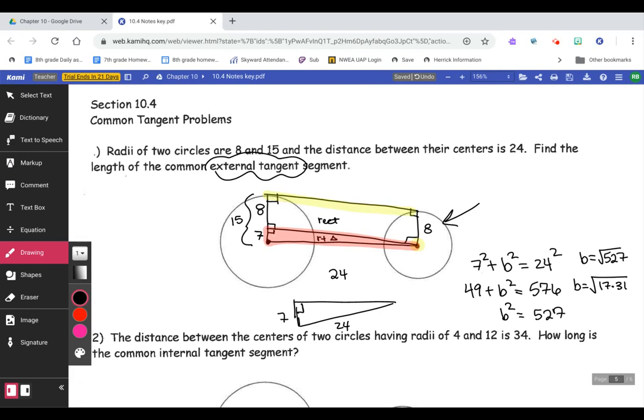So what happens is this leg is the square root of 527. So in our figure, this is 24. I don't have to have it written twice. The leg would be the square root of 527. And since that leg of the right triangle is actually the side of the rectangle, that would be this side of the rectangle as well, because opposite sides are congruent, and that happens to be the external tangent.